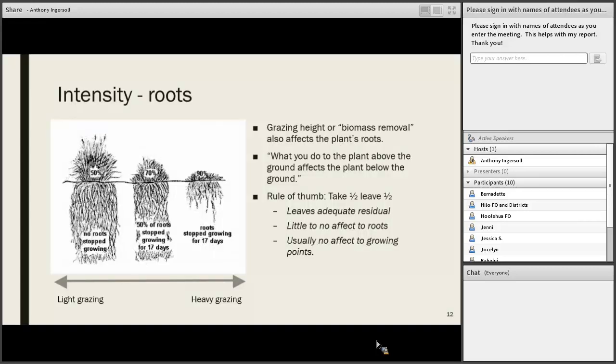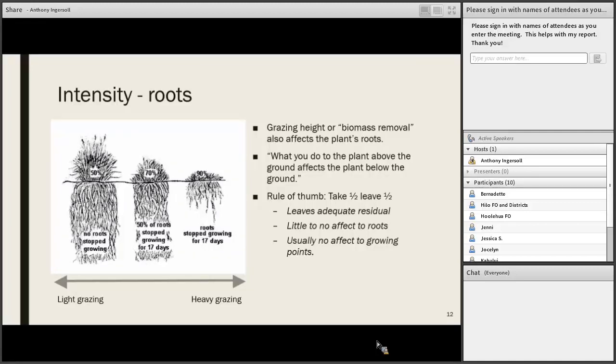The more of that above ground biomass that we're taking off, we're starting to have an impact on the roots to the point that they stop growing for a long period of time. But if we are a little bit lighter in our impact, we can have no root stoppage, and the plant has that much more hardware with which to grow back. And so the old rule of thumb of take half, leave half, it got created for a reason, and this is some of the science that helps to support that theory.